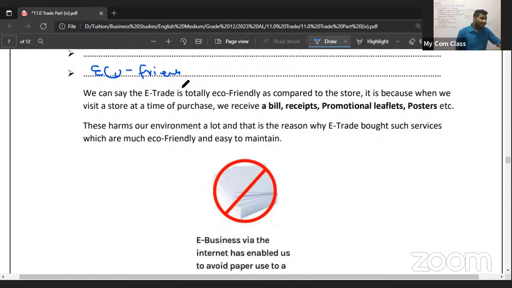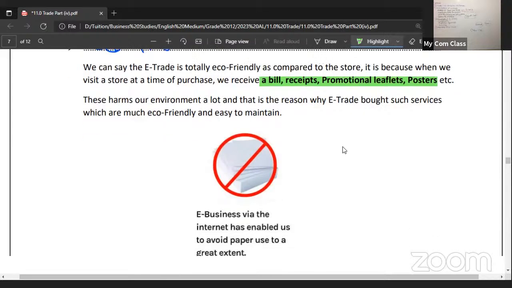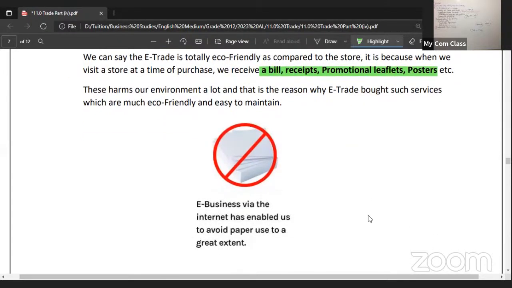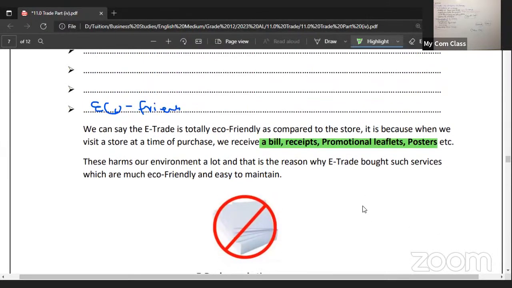We can say that e-trade is totally eco-friendly compared to the store, because when you visit a store, time is spent, and on the other hand there are bills, everything, right? Posters, leaflets. This harms our environment a lot, and the reason why e-trade brought such services is that they are much more eco-friendly and easy to maintain, right? So that's one of the things, a social benefit.